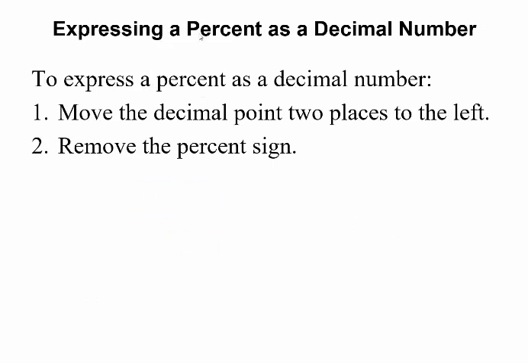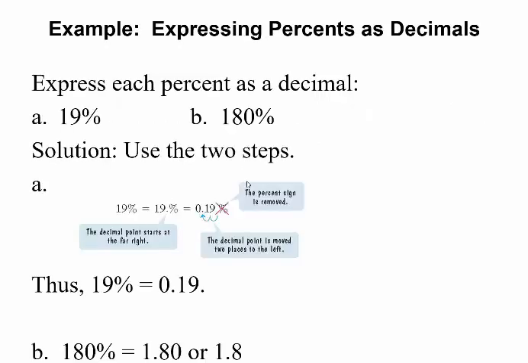Okay, now expressing a percent as a decimal number, so going backwards. To express a percent as a decimal number, you're going to move the decimal point 2 places to the left, and then remove the percent sign. I want to express each of these as a decimal. I'm going to take 19% and express it as a decimal, and I'm going to take 180% and express it as a decimal. So here you're just going to use your 2 steps.